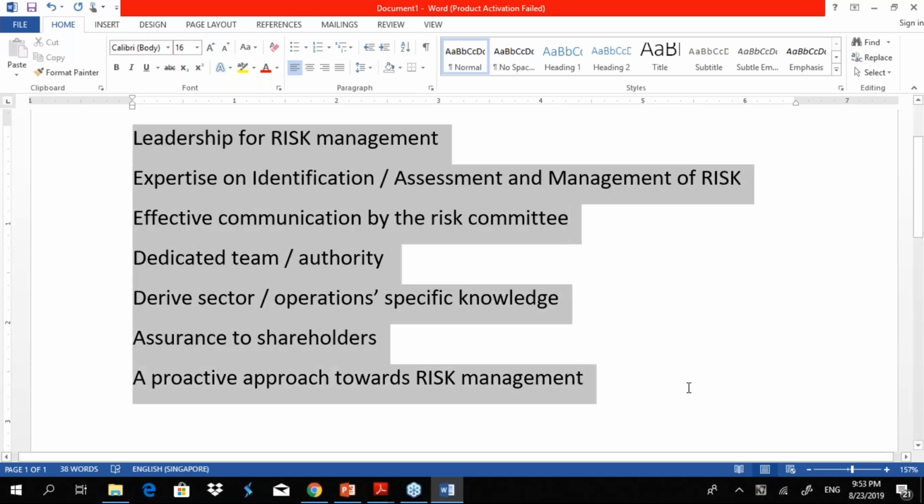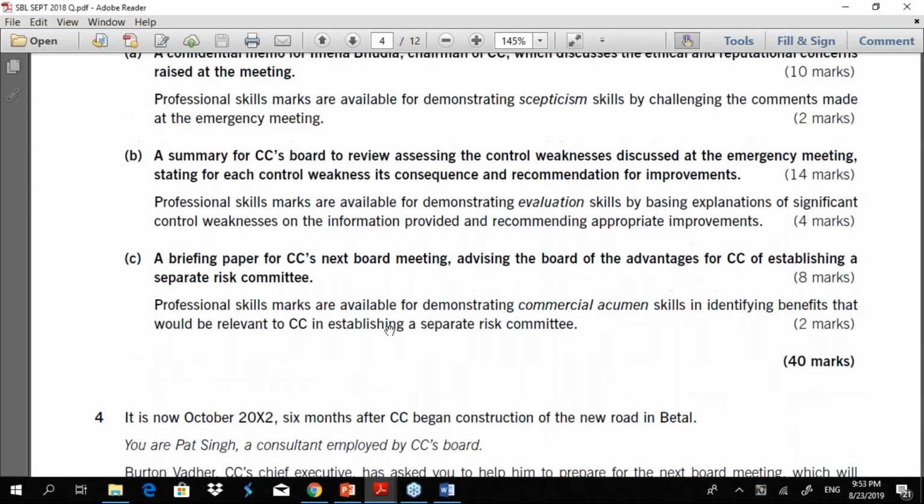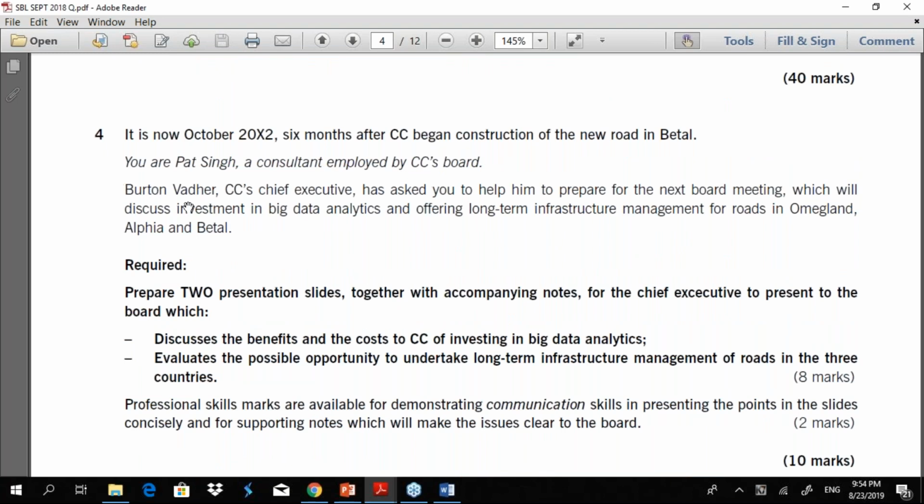All right, moving on to the fourth requirement. So here it's a different format now. It is now October and 6 months after CC began construction of the new road in B. So you are still the consultant. The CEO has asked you to help him to prepare for the next board meeting, which will discuss investment in big data analytics and offering long-term infrastructure management for roads in O. So now we are touching on a technical area again. So that is big data analytics.